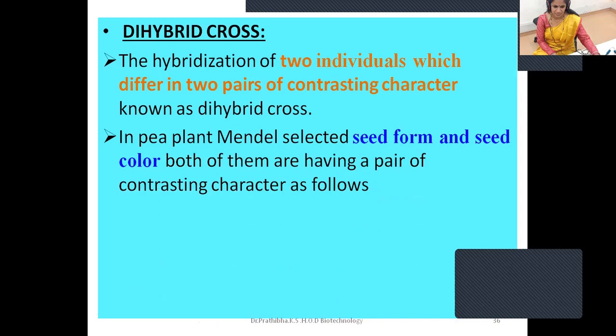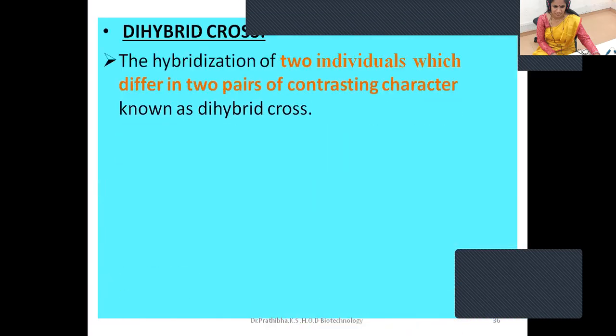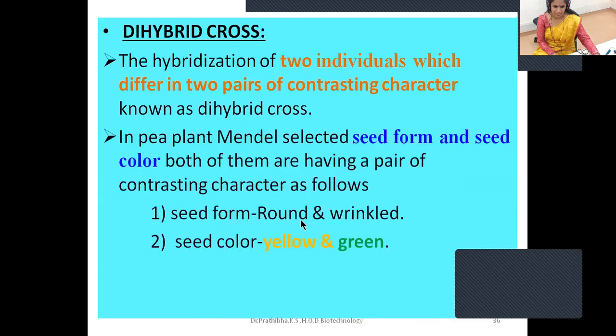Okay. Here you can see two characteristics. Monohybrid was only the stem length. Here there are two characteristics. What are those? One is the seed form. The other one is the seed color. Two contrasting characters of an individual. Okay. Both of them have a pair of contrasting characters as follows. If you are taking the seed form, here the form is round and wrinkled. Seed color is yellow and green. These two are the contrasting characteristics.